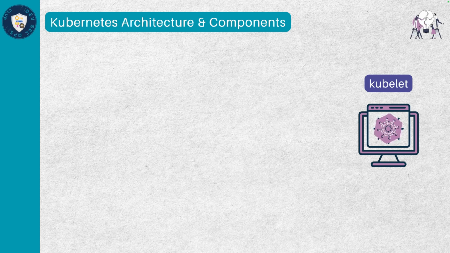It ensures that containers are running properly, and it communicates with the Kubernetes API server to get instructions. So kubelet directly communicates with the API server. Whatever the API server instructs, it performs. There are other components as well, but kubelet is one of the important ones on the node which directly communicates with the API server.